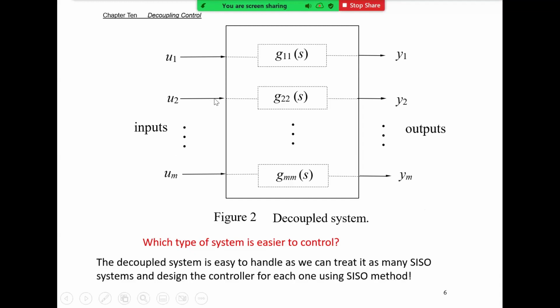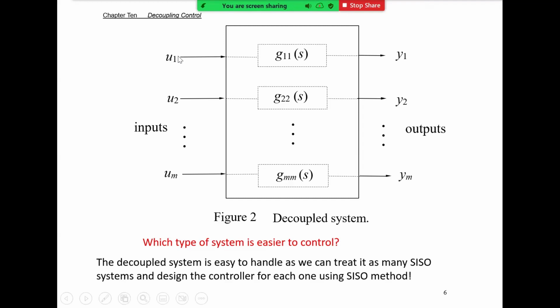So easily we can say, because now we can treat the MIMO system just as many single input, single output systems. Also, if we look at the implementation and the operation point of view, you have a system running now. You say, okay, I want to change the first output, but I want to keep the other outputs the same. For the decoupled system, you only need to change the first input.